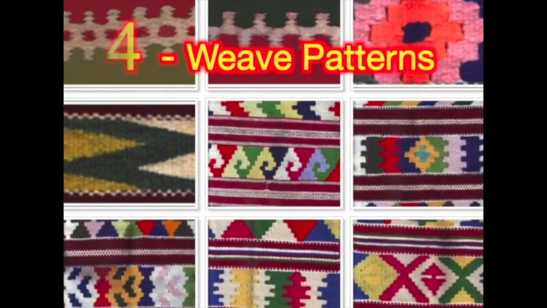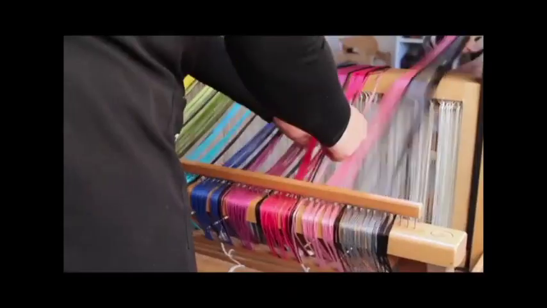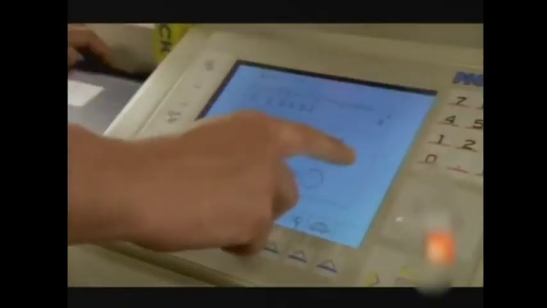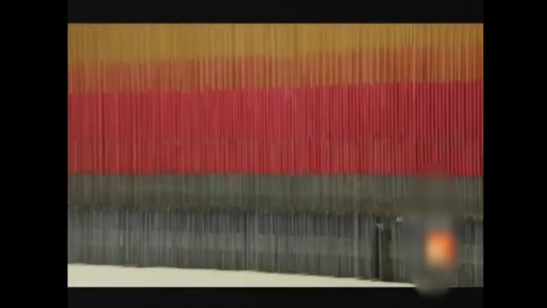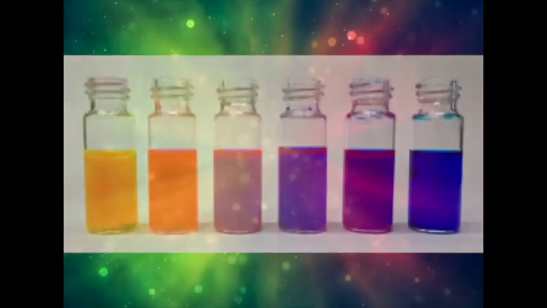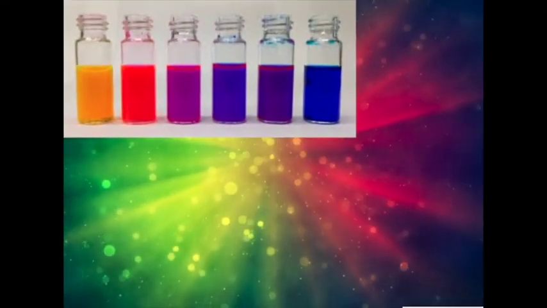4. Weave patterns. Threads with different colors are loaded in the loom. Sometimes, computers control which threads are lifted when. Also, what color thread goes across when. The result weaves colorful patterns. There are more ways to add colors to cloth.